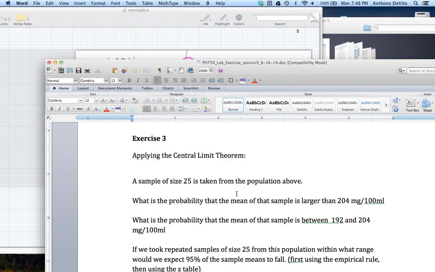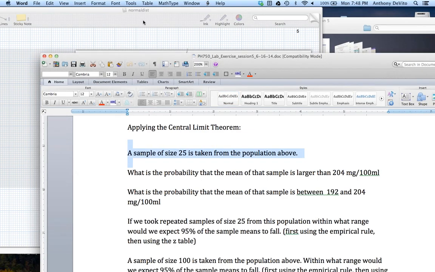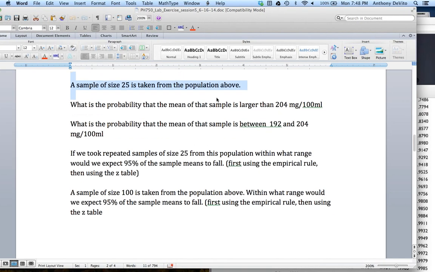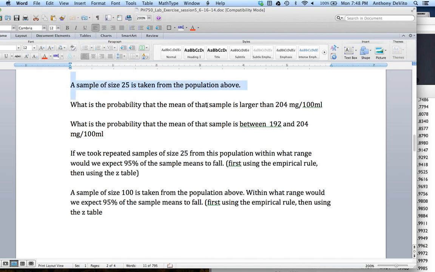Okay, so now let's push this a little bit further and apply the central limit theorem. We take a sample of size 25 from the population we're working with above. What's the probability that the mean of the sample we just took, of size 25 from that population, is larger than 204?